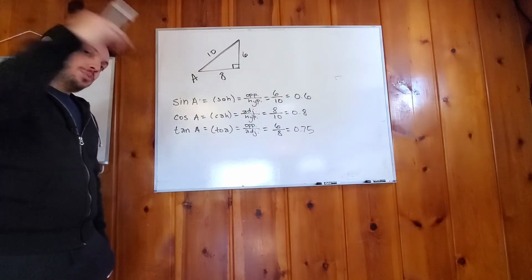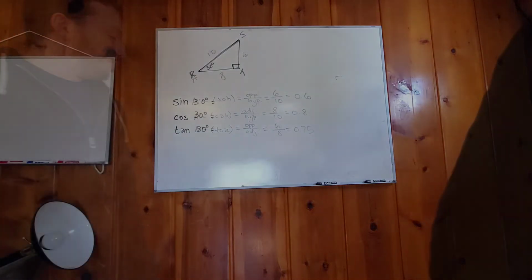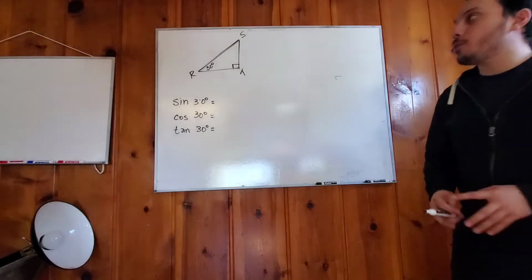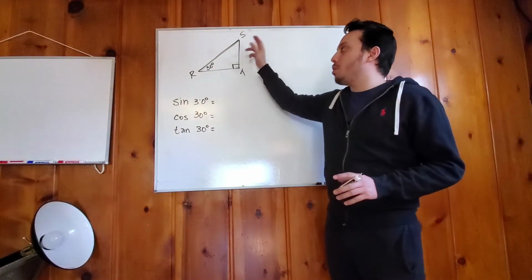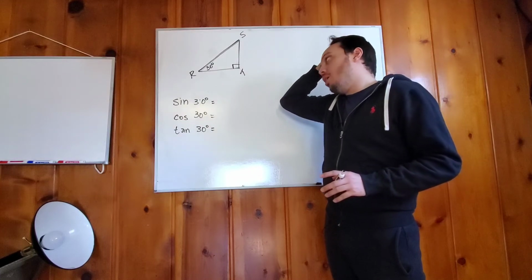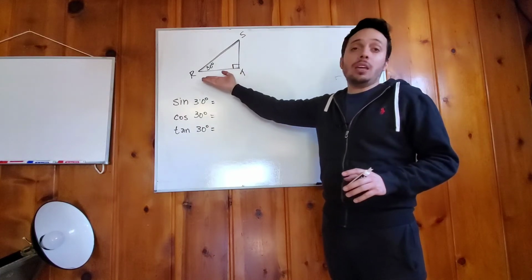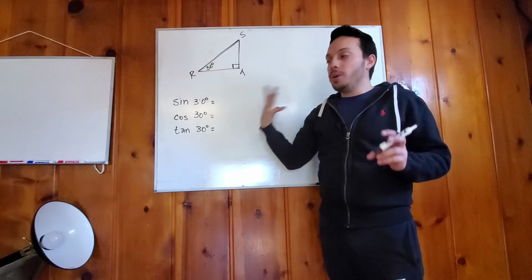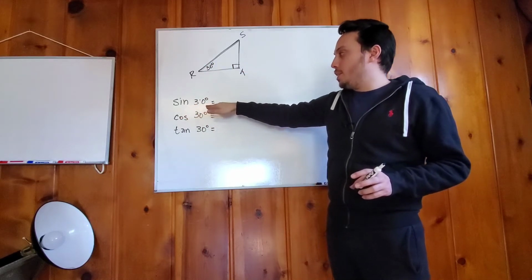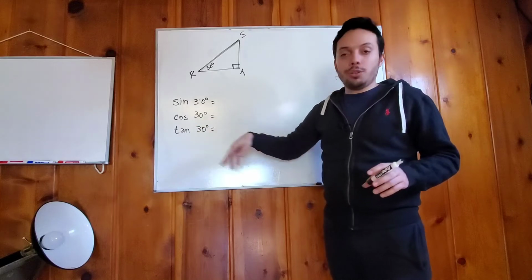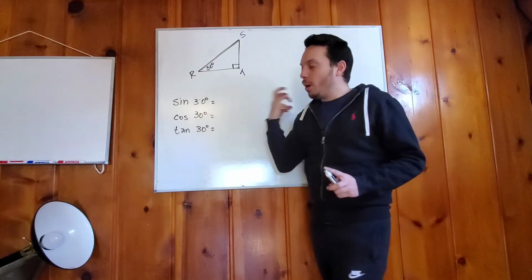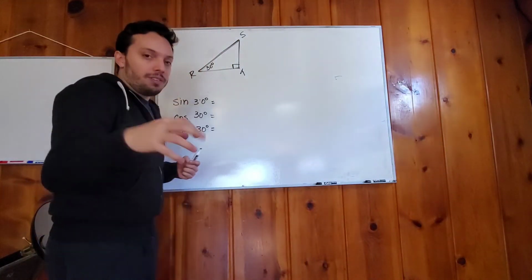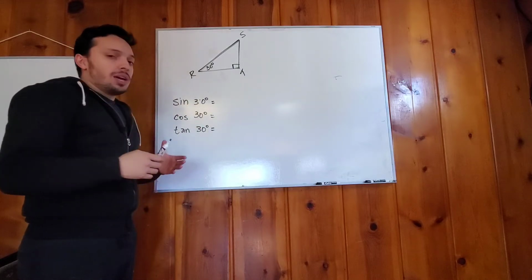All right, let's move on to the other example. In example number 2, we have another right triangle, and this time it's RST. We're supposed to find the sine, cosine, and tangent of 30 degrees. Very important, you write it like this: sine 30 degrees, cosine 30 degrees, tangent 30 degrees. That's how you write it. However, how do you find it?